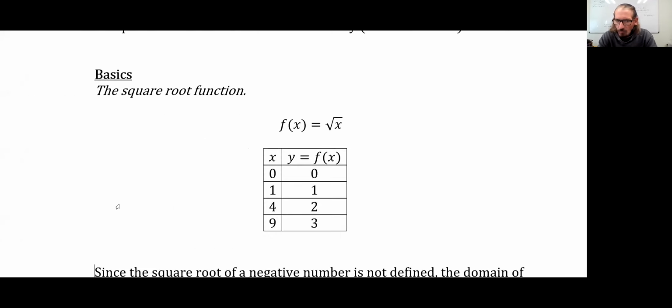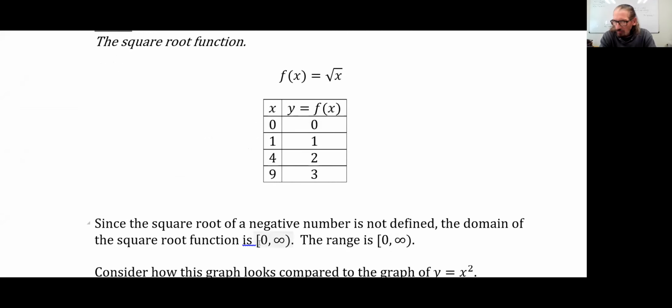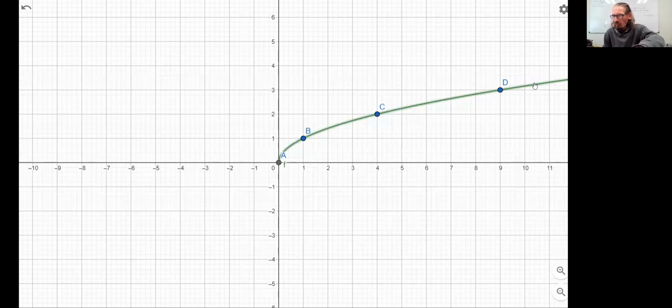All right. So because of that, our domain begins at 0. It includes 0, so square bracket. It keeps on going to infinity, which we cannot include, and so parenthesis there. The range is the same because when we look from the bottom up, least to greatest, there's nothing until y equals 0. And then it keeps on going up.